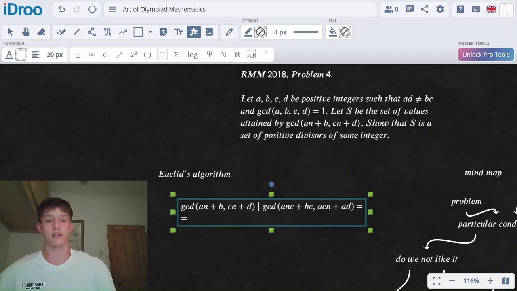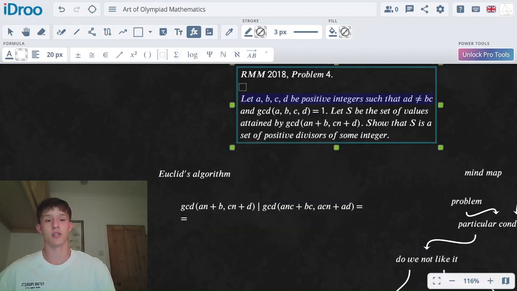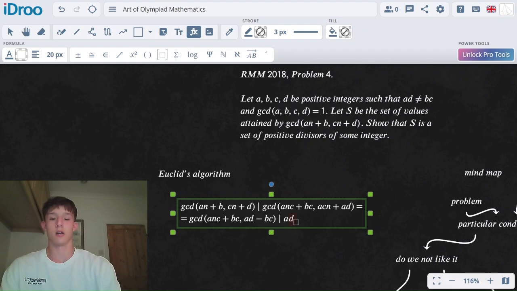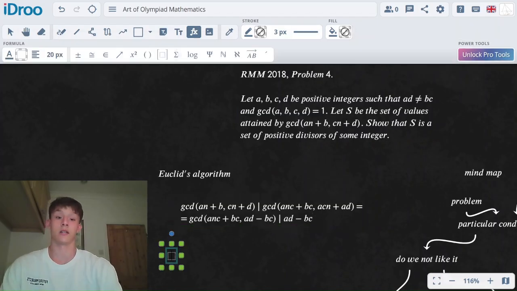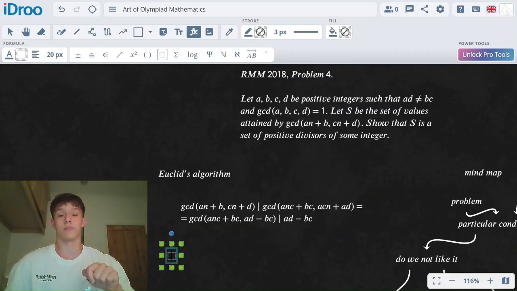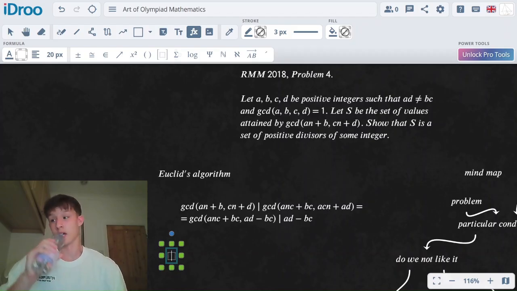We can see anc and acn balancing out, and we also get this ad minus bc idea that we saw here, which was a bit cringe when we looked at it first, but now it's kind of cool, and we understand it because the GCD of this thing is just the GCD of this. And this is always dividing ad minus bc. And we're like, okay, this is pretty cool. Maybe S is always a set of positive divisors of some integer that is ad minus bc. And then you try to test it, and it doesn't work. So actually, it's not the set of positive divisors of ad minus bc.